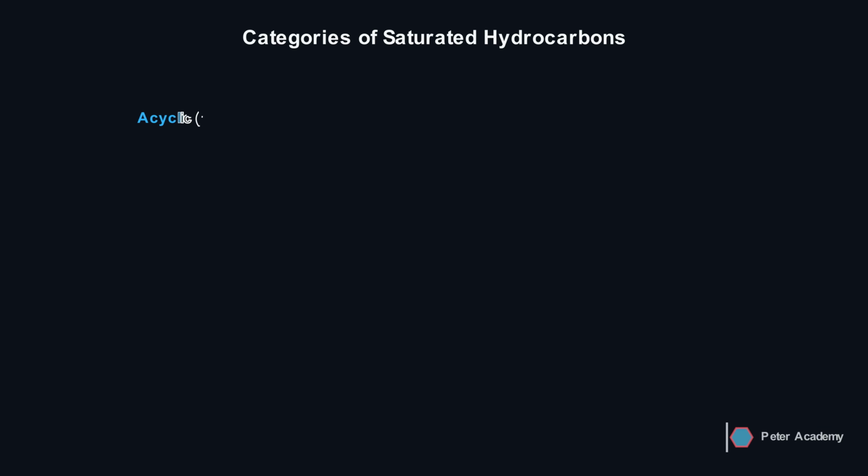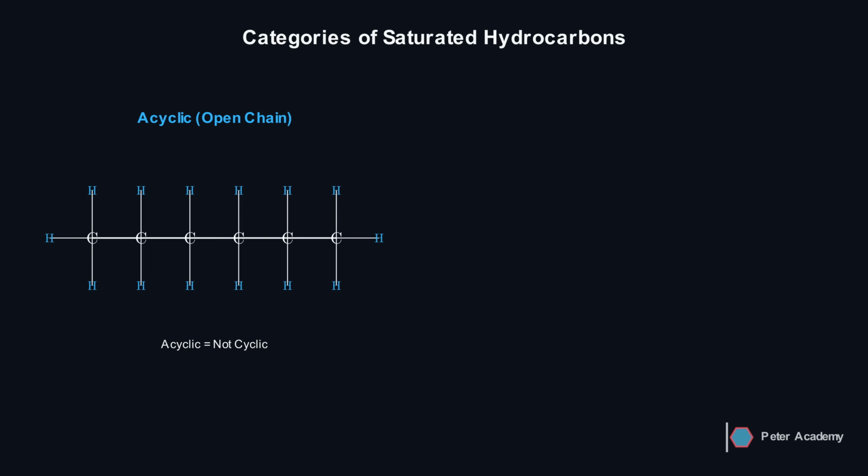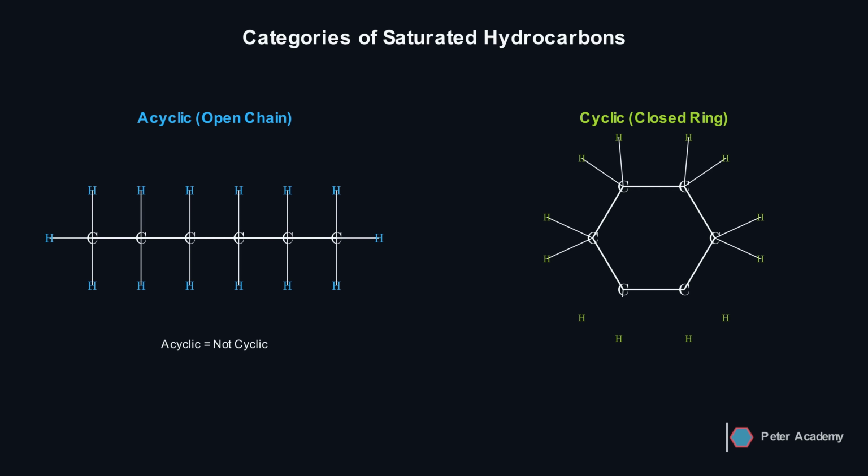There are 2 categories of saturated hydrocarbons: the acyclic saturated hydrocarbons and the cyclic saturated hydrocarbons. The term acyclic simply means not cyclic. Take notes. Wow!